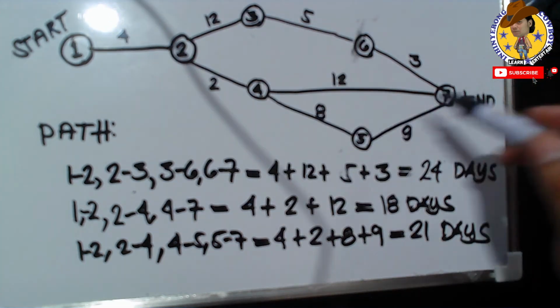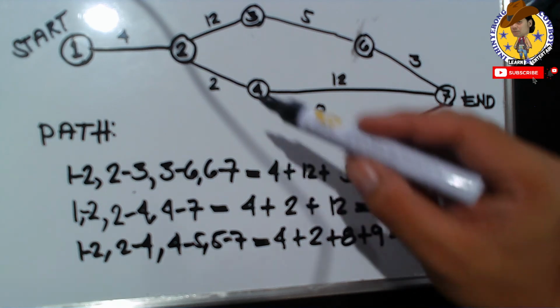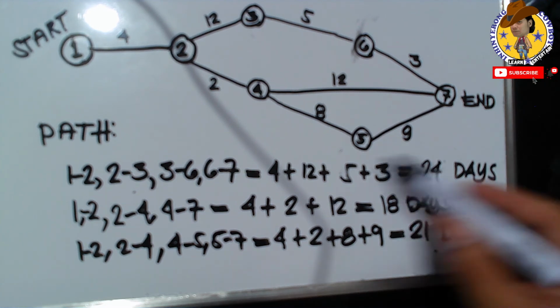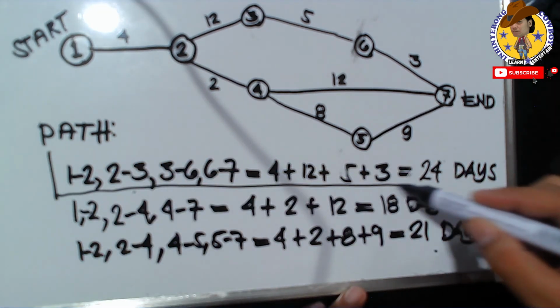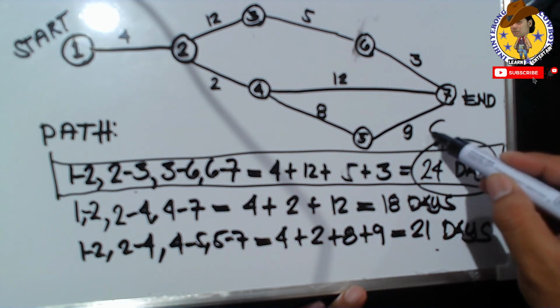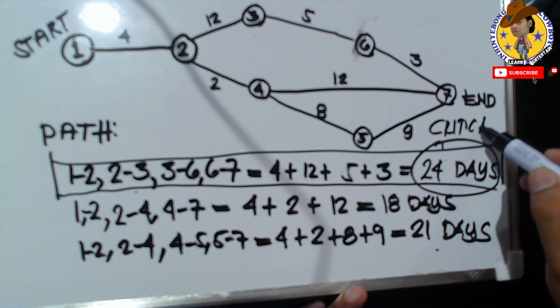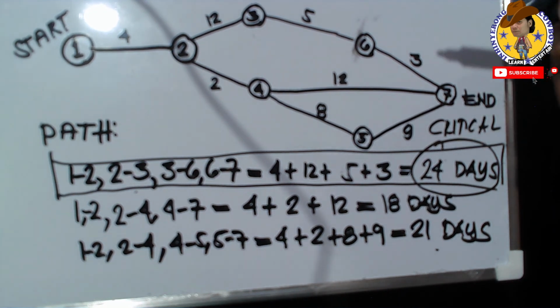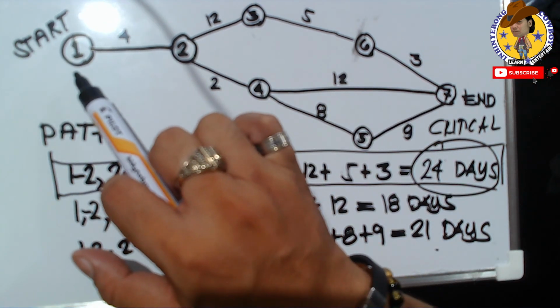Then for this path, we have 4, 12, so 18. And for this path, 4, 8 and 9, which is 21. So the longest route, or the longest path, is this path, 24 days. So this is the critical path, meaning this path should not be delayed so that the entire project will not be delayed also. That's all for this example. So this is activities on nodes.